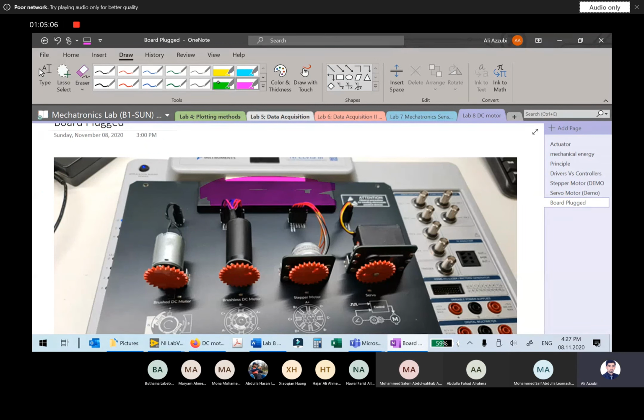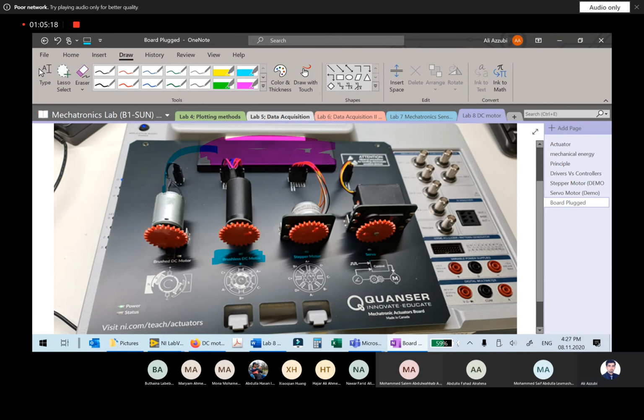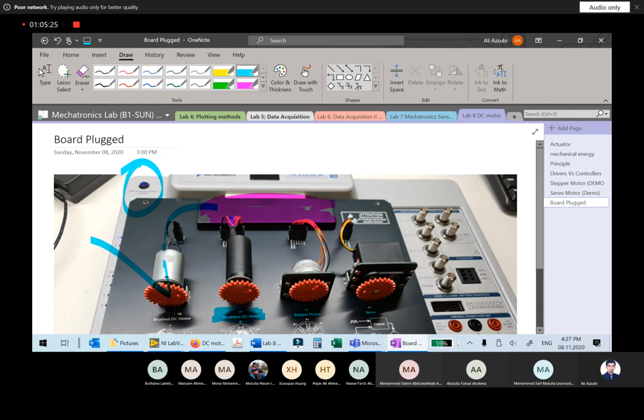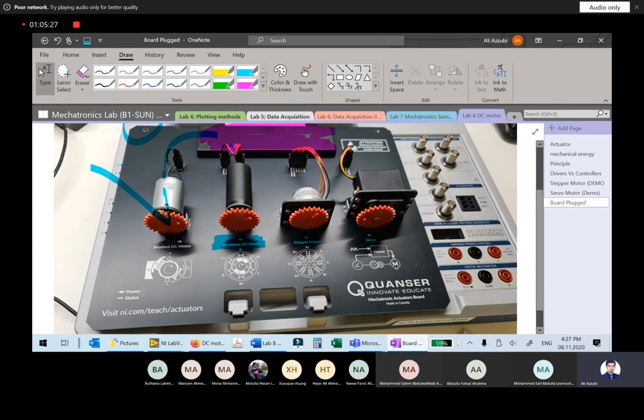And this circuit is connected to a brushed DC motor. This is what we will consider today. This is my brushed. Here there is a brushless. If we have time, we'll introduce this. There's a stepper and there is a servo. So let's see how this works. Now the board is plugged. The same way, I'm going to actuate the power, and the hardware is ready to run.